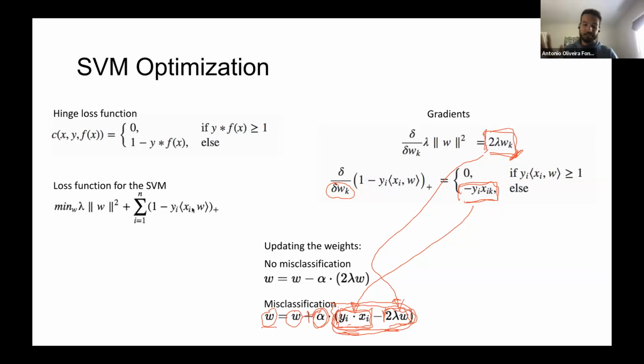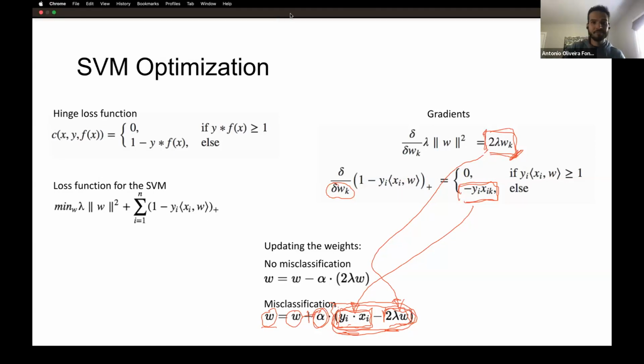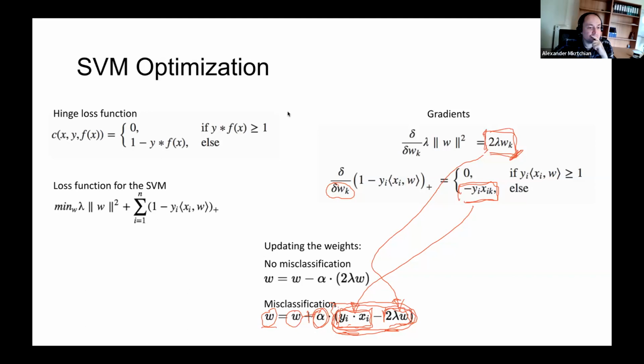Okay, questions? And what does this lambda refer to? Yeah, that's a good question. So this lambda is another scalar. You're going to see that in some cases, even when you get the loss function for the SVM, you also have some sort of another scalar for this component as well.